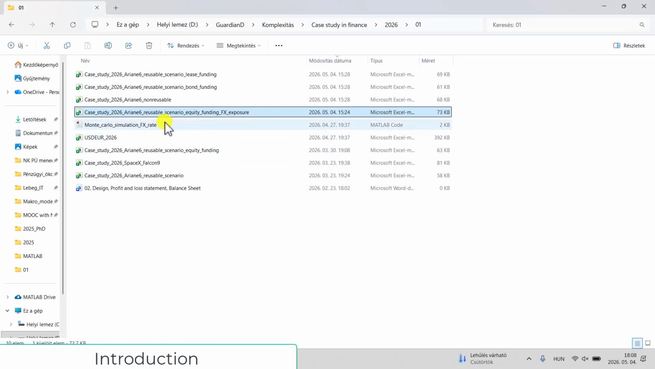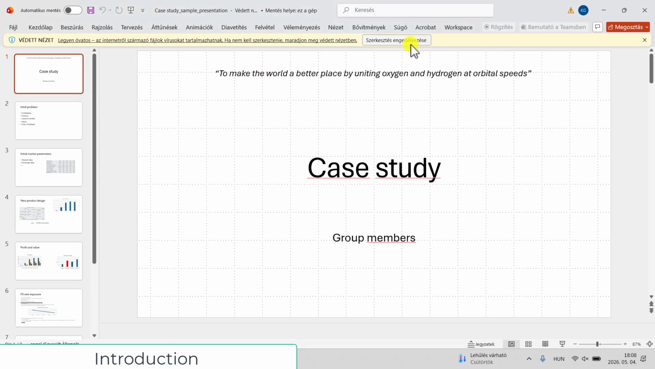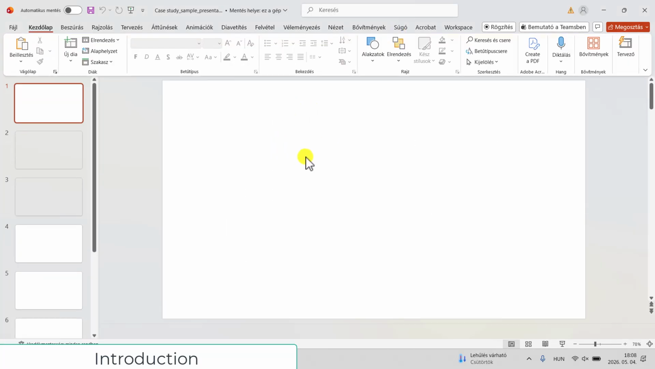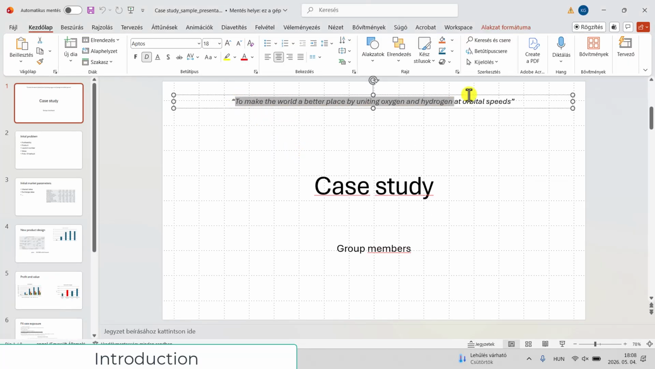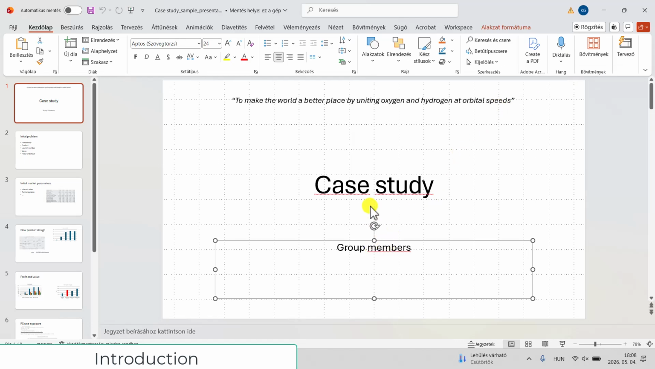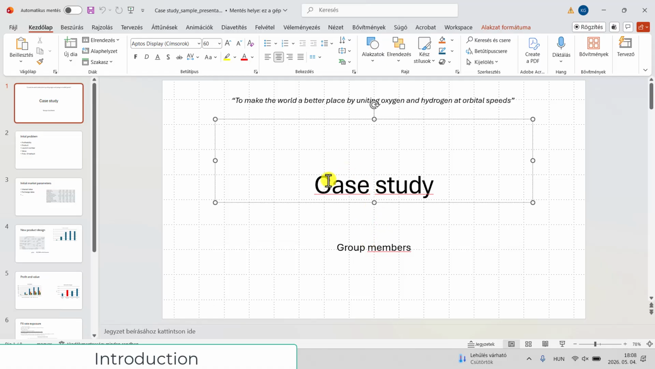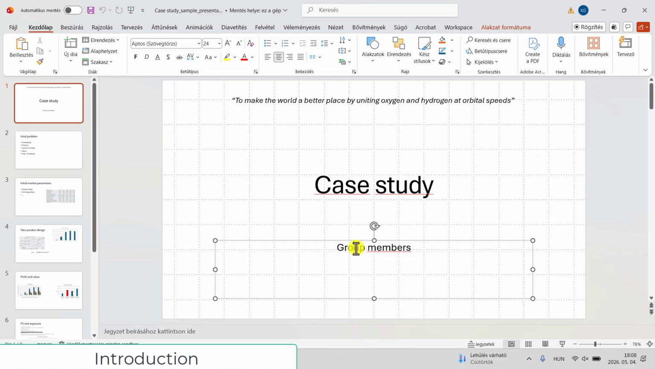So first of all, let's open the case study. So obviously we need some kind of a vision, because this is what we learned at marketing. So in this case, my vision is to make the world a better place by uniting oxygen and hydrogen at orbital speeds. This is stupid enough, but it's a mission. Okay, we need a title, so this is case study.